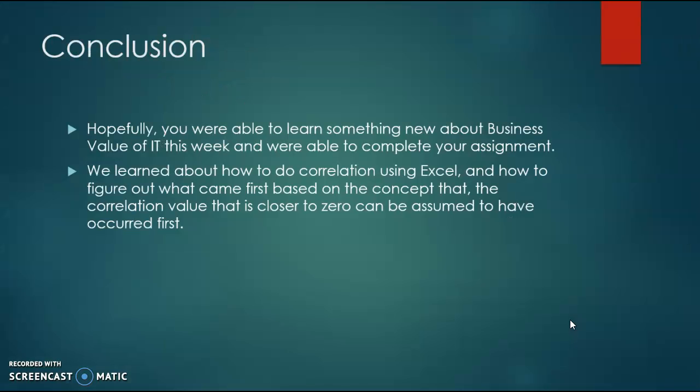In conclusion, hopefully you guys are able to learn something new about the business value of IT this week, and you were able to complete your assignment. I'm sure it wasn't very obvious before, just what is exactly the business value of IT, why is that important? I mean, here, as you can see, it can help you determine what factor was influencing everything else. Some might influence others, but there's ones that started first that can help determine what changed everything else. And hopefully you guys learned how to do correlation using Excel as well, and were able to calculate correlations through Excel, and it helped us figure out what came first.